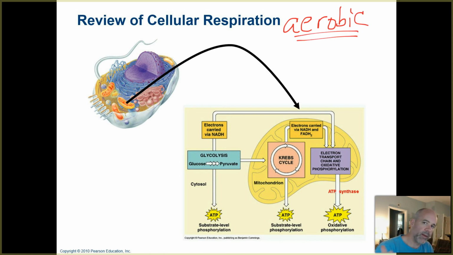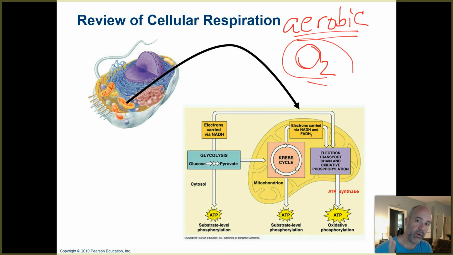An aerobic here is referring to O2, oxygen gas molecules. Those are required to run this process. And as we learned back in Unit 2, and if you need to, go back and re-review the information from Unit 2 about cellular respiration.